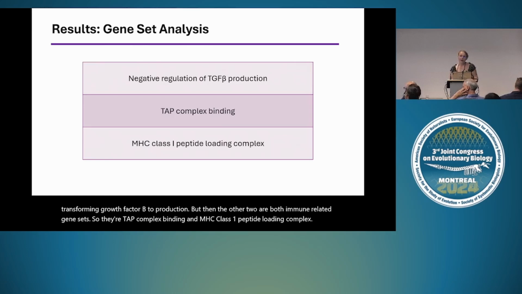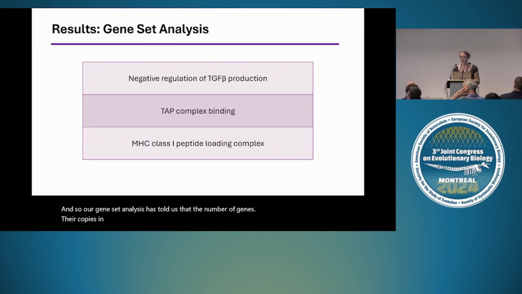And so our gene set analysis has told us that the number of genes and their copies in these sets are associated with the rate of malignancy in these mammalian species. So expansion of these sets might be involved in some way in malignancy prevention.